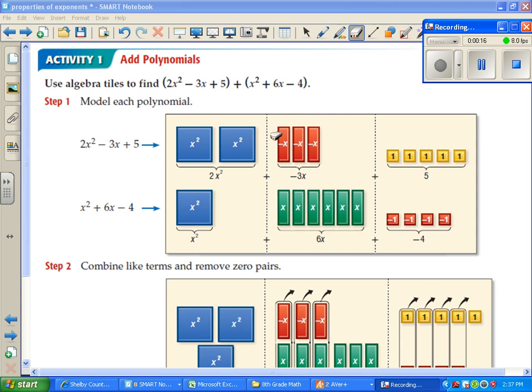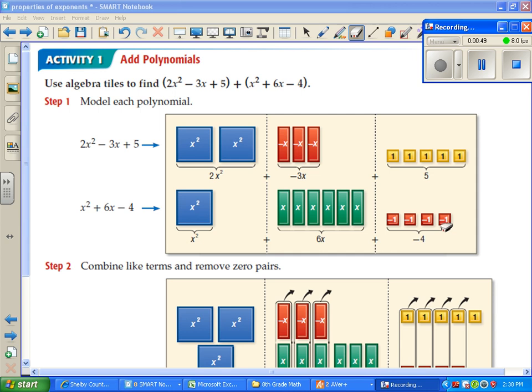So the first thing that we're going to do is make an illustration of the first quantity. Here's your 2x squared. Here's your negative 3x's. And then here's your positive 5's. Okay, everybody with me so far? Okay, to that then we're going to add the second quantity, which is 1x squared. I have 6 positive x's, and then I have 4 negatives.